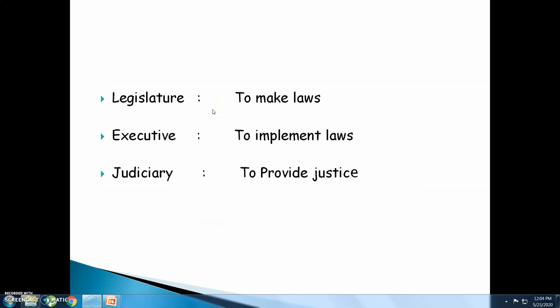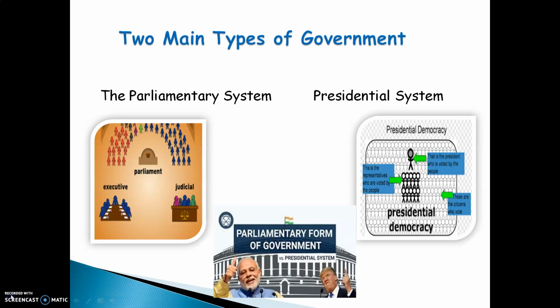The nature of the legislature is to make laws for the country. The nature of the executive is to implement laws for the country, and the nature of the judiciary is to provide justice, that is, the courts in the country of India.